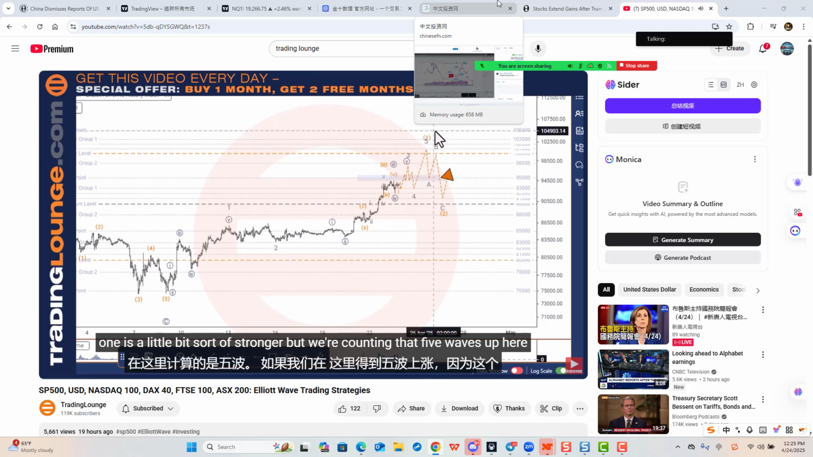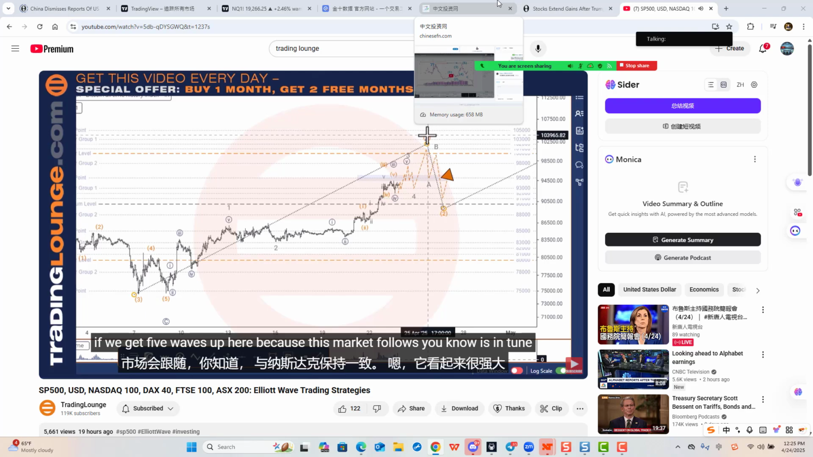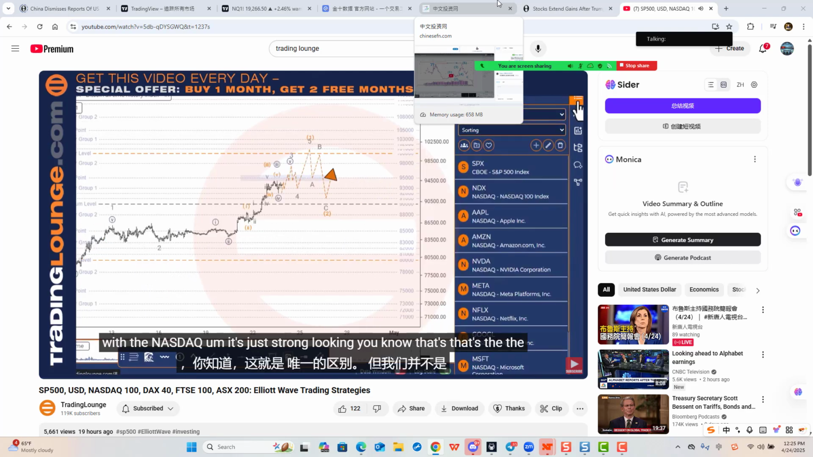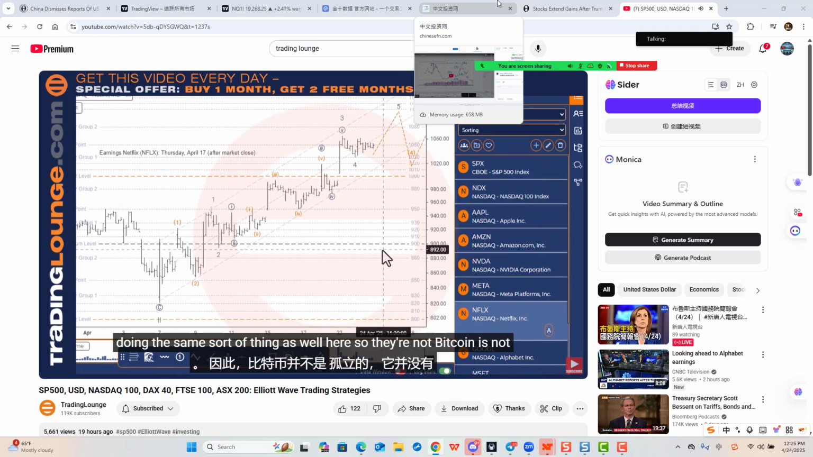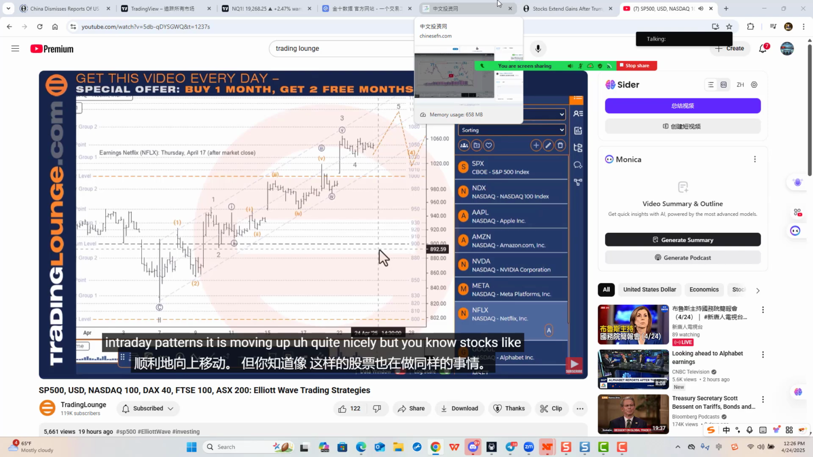But we're counting 5 waves up here. If we get 5 waves up here, because this market is in tune with the NASDAQ, it's just strong looking, that's the only difference. But it's not alone, we've got Netflix here doing the same sort of thing as well. So Bitcoin's not isolated and it's not decoupling or detaching from the tech stocks intraday patterns. It is moving up quite nicely, but stocks like this are doing the same thing as well.